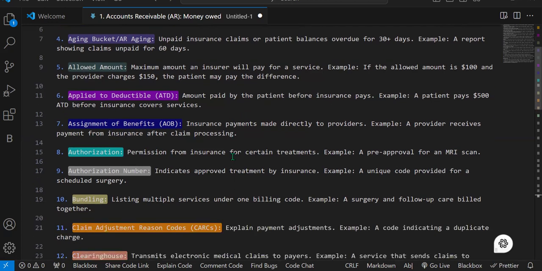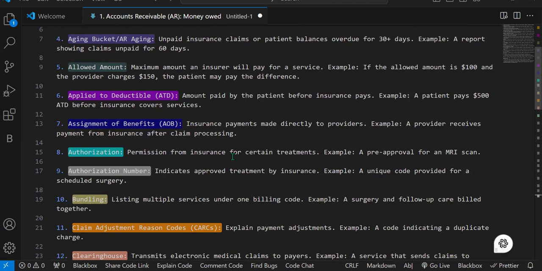Authorization: permission from insurance for certain treatments. I told you about authorization in the previous video. For certain treatments, you will get the authorization. For example, it is a pre-approval for an MRI scan.